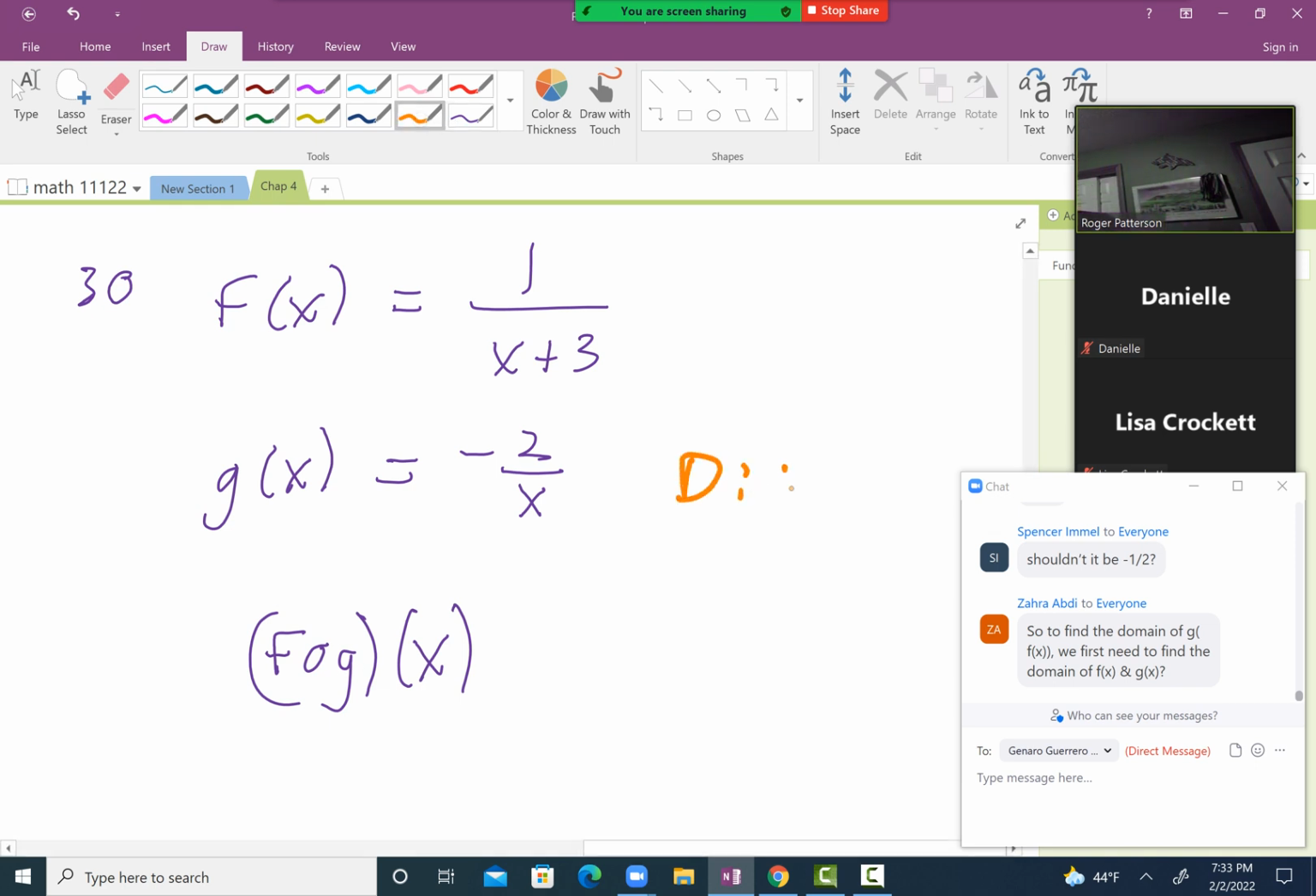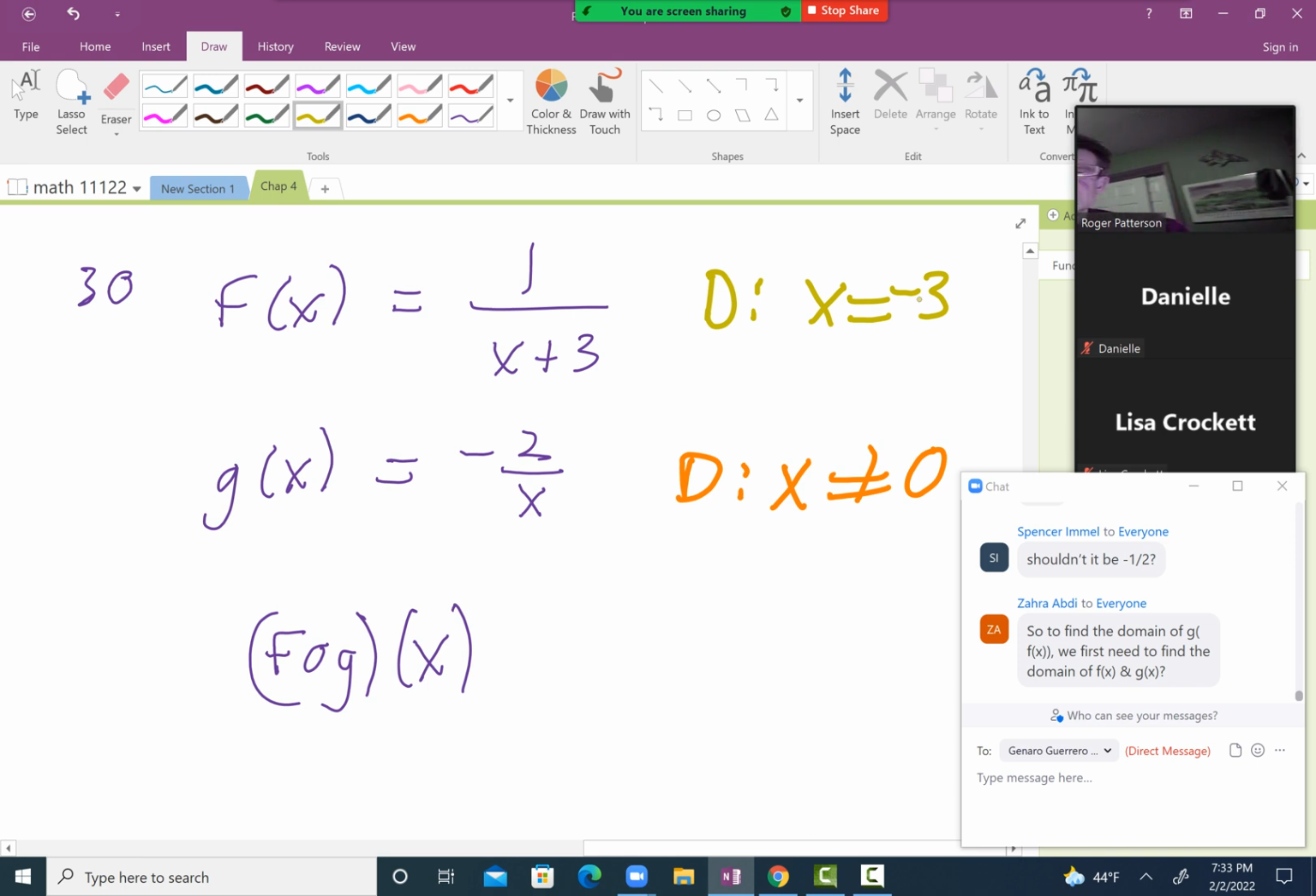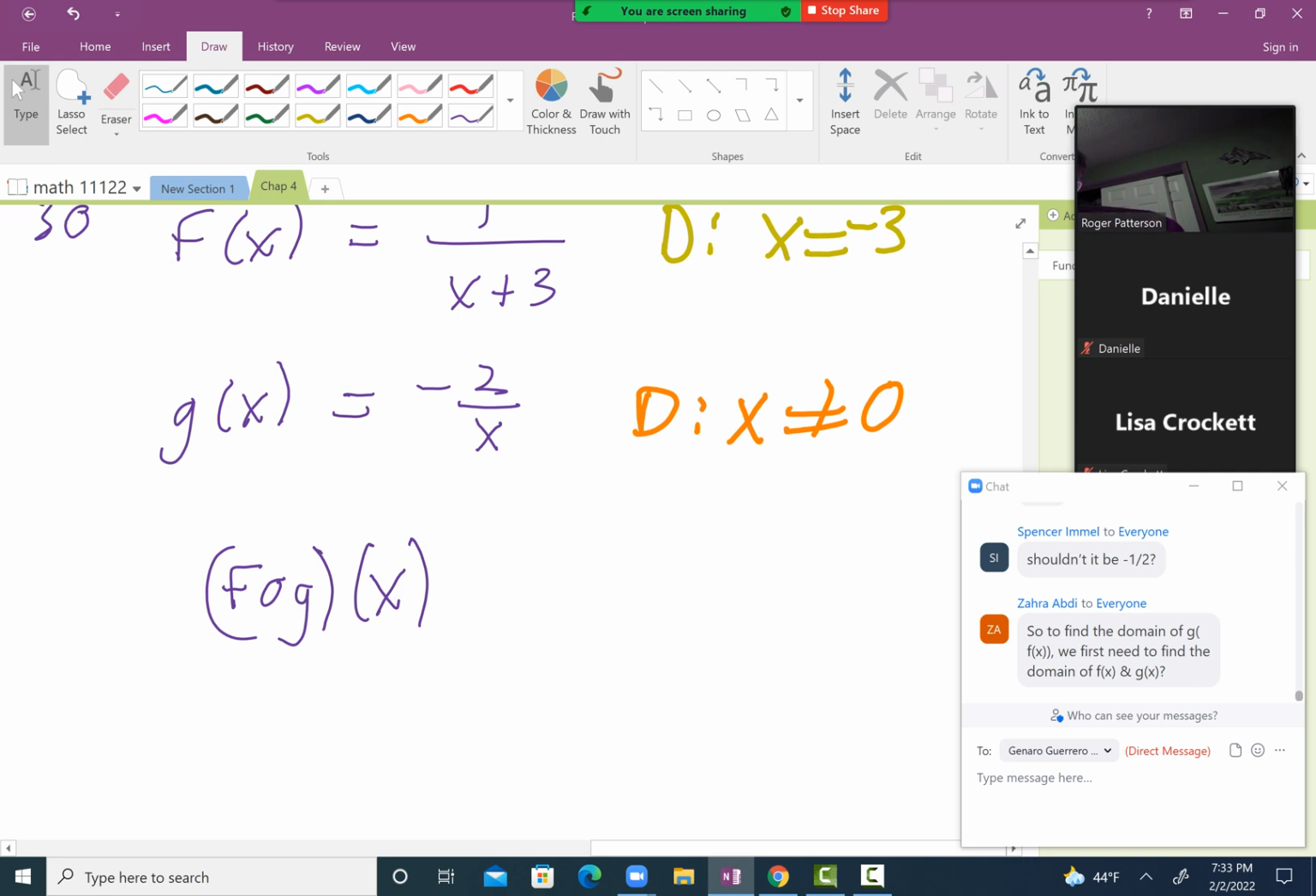All right. So what's the domain of this one? x cannot be 0. That's right. Can't have 0 in there. All right. Let's go up here and do the domain of this one. What's the domain of that one? x cannot be -3. Yeah, x cannot be -3. All right. So x cannot be 0. x cannot be -3.